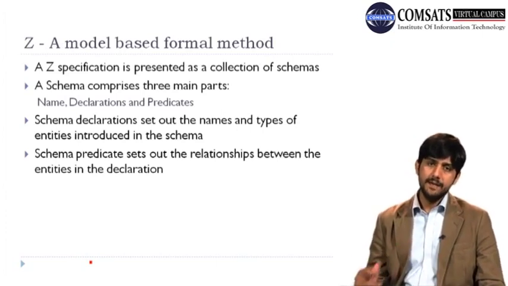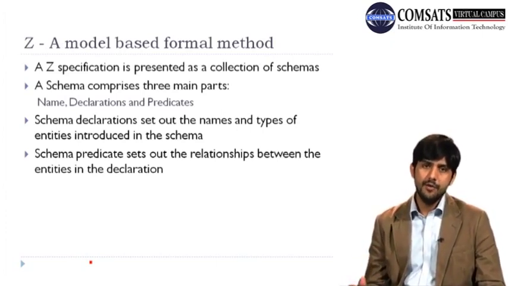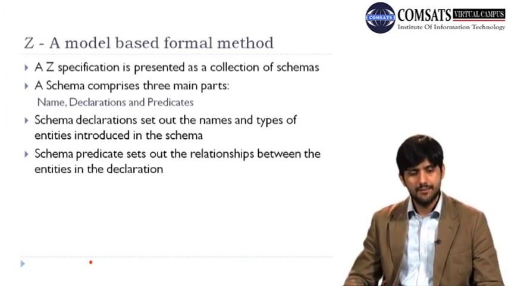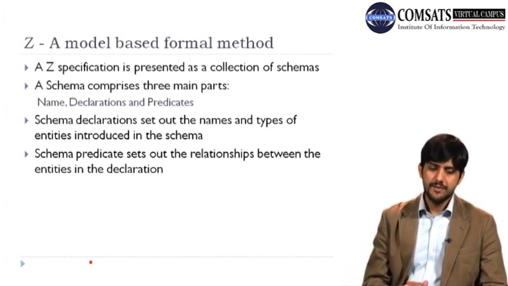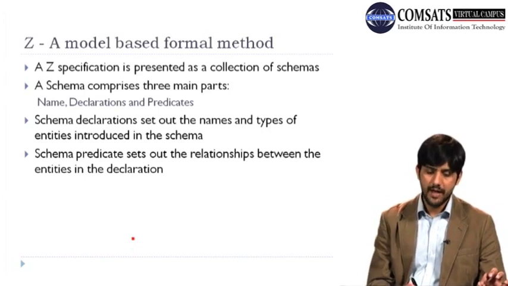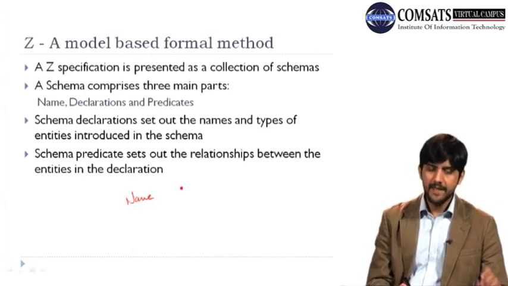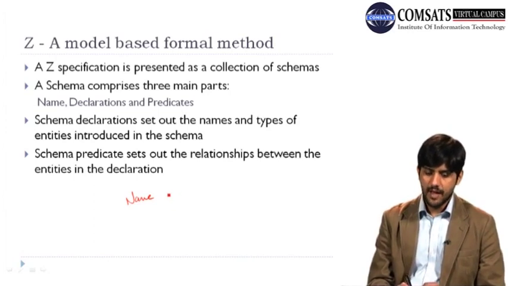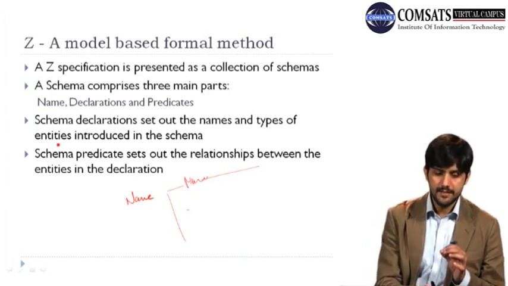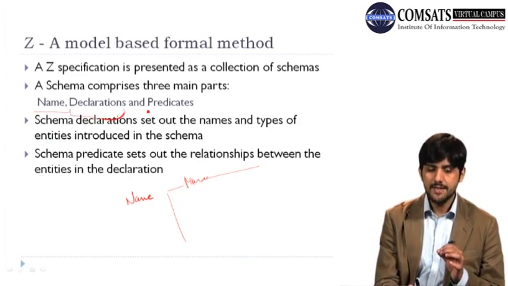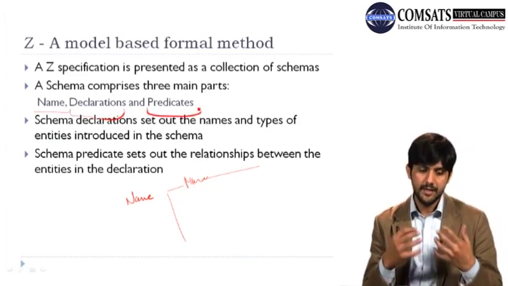So now the Z language, which is a model-based formal language, as I said. So we are going to emphasize this particular language. A Z specification is presented as a collection of schemas. So what are schemas? It has multiple schemas. A schema comprises three main parts. You have the name of that schema. So any schema that you would write in Z would have a name. Then it has a declaration portion, and it has some predicates. So these are the three things. Each schema that you are going to write in Z has three things: name, declaration, and predicates.